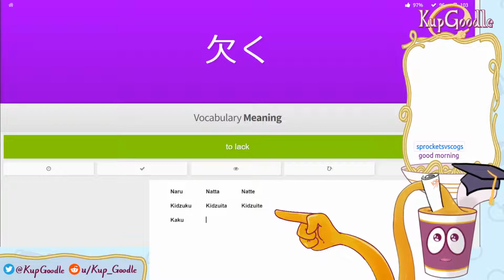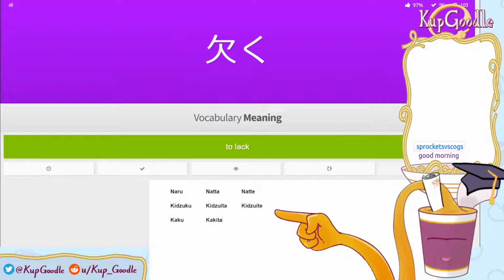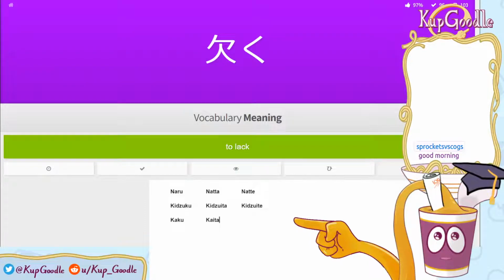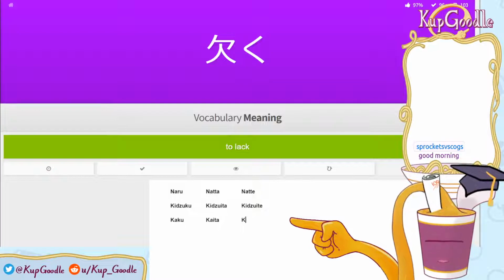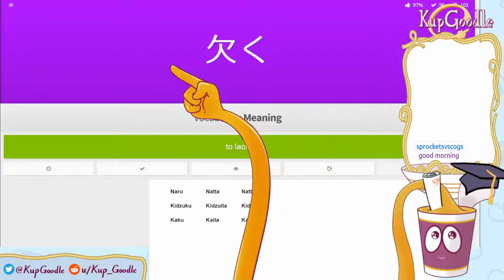Kaku. Kakita. Kaku. I guess that would just be kaita as well. Kita is only for kuru and nothing else. Kaku, kaita, kaite. To be lacking, kaite.